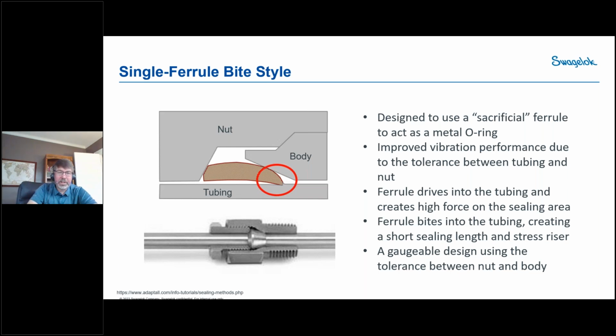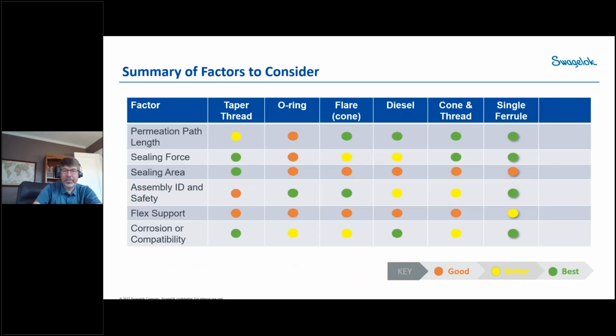Also, it maintains the gaugeable factor because the ferrule, nut, and body are all machined to tolerances that can be used to measure the gap between the nut and the body. So a lot of advantages here that this one brought, but really what it's trying to do is improve that flex support, which it did. A single ferrule design will improve the way the fitting performs in vibration. It also eliminated permeation and has a high sealing force, still fairly low sealing area though, because it's just right where the ferrule is around the tubing. So that length, the L distance, is relatively low.